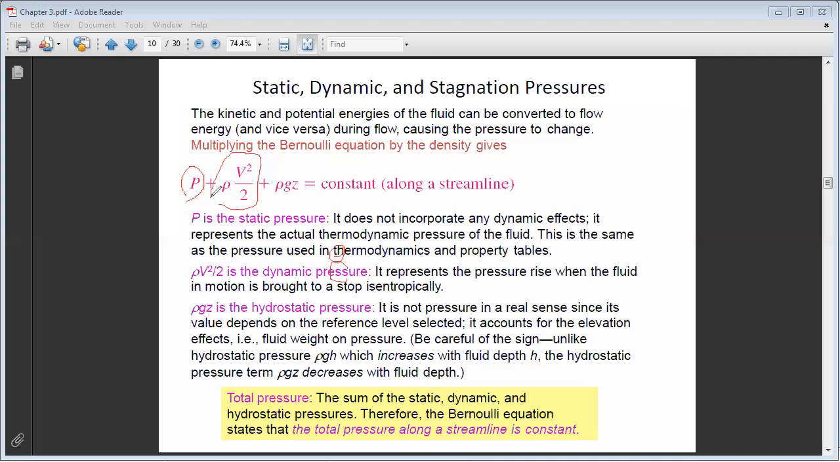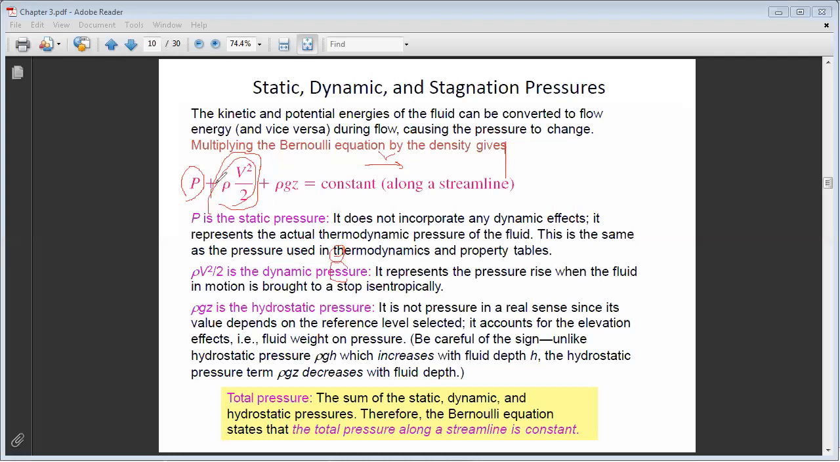What do we mean by this? Imagine that you have a certain flow with a certain velocity. If you force it to stop without having losses, its pressure will increase. And the increase in its pressure will be equal to this term. Why?